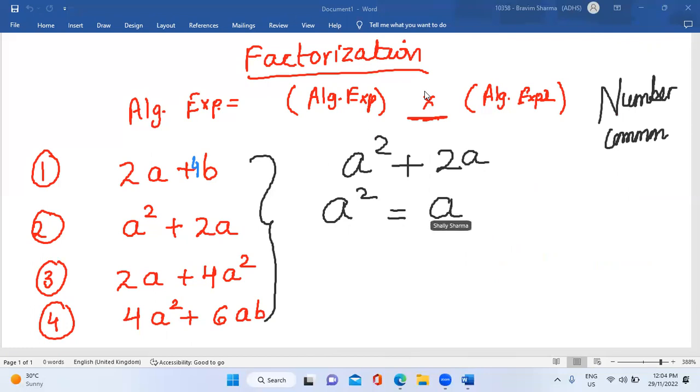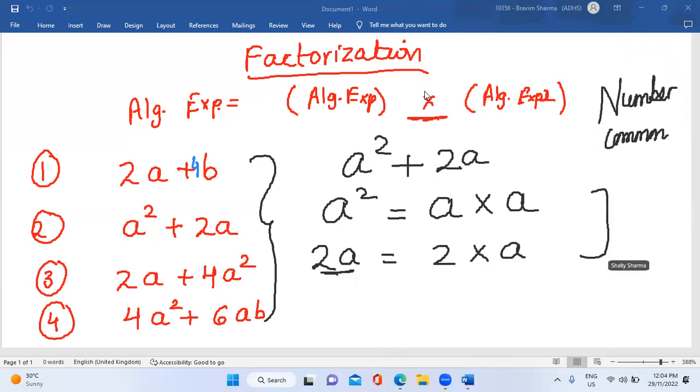So it means a square. It doesn't mean a plus a. Rather, its meaning is a multiplied by a. The second term is 2a, and this means 2 multiplied by a. See the difference. Now, when I look at these terms, I see that the a part is common. The letter a is common, but there is no number common.